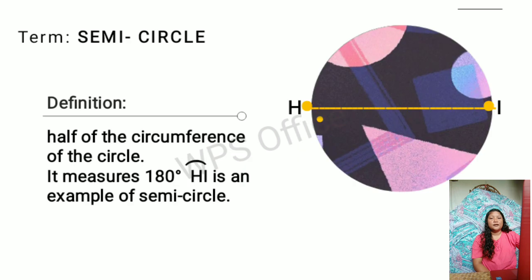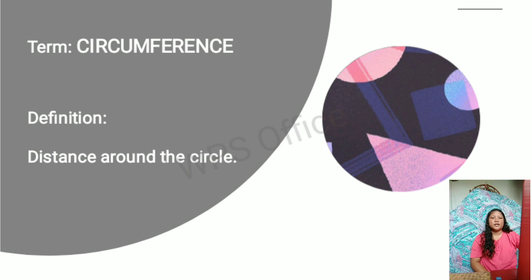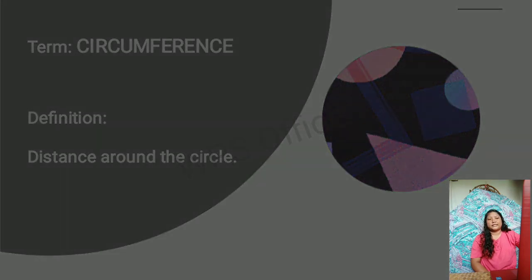Let's proceed to the semicircle. A semicircle is half of the circumference of a circle. It measures 180 degrees. Semicircle FGH is an example of a semicircle. Let's proceed to the last one, which is the circumference. Circumference is defined as the distance around the circle. Please be guided that the illustration is an example of circumference.